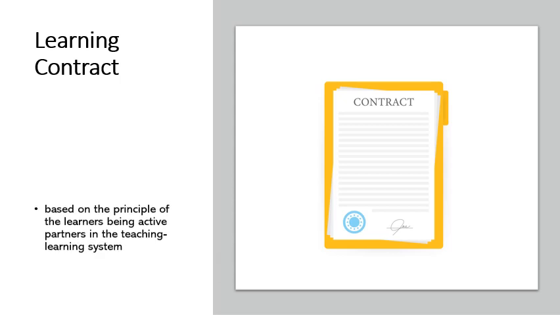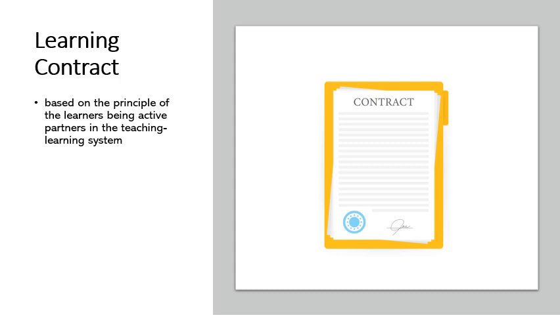Now, the concept of learning contracts is an increasingly popular approach to teaching and can be implemented with any individual learner or group of learners. Learning contracts are based on the principle of the learners being active partners in the teaching learning system rather than passive recipients of whatever it is that the teacher thinks is good for them. It is about their ownership of the process. So I believe you have already signed your learning contract and uploaded them here in your virtual classroom.